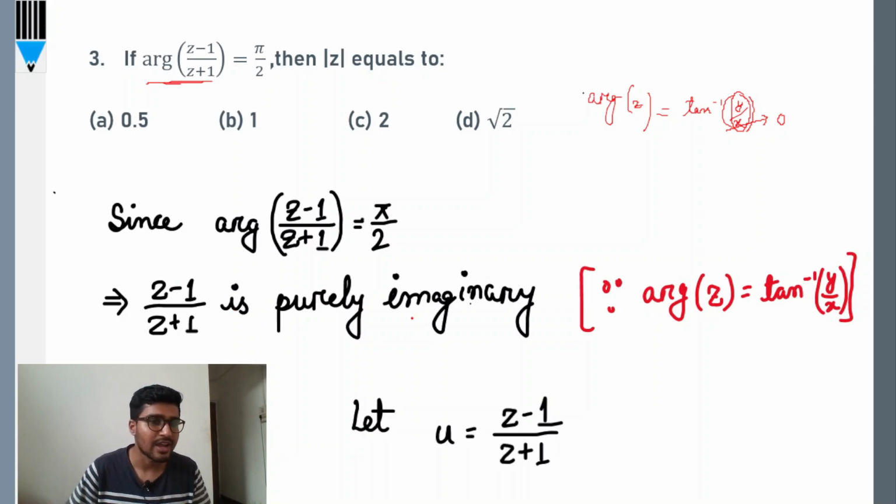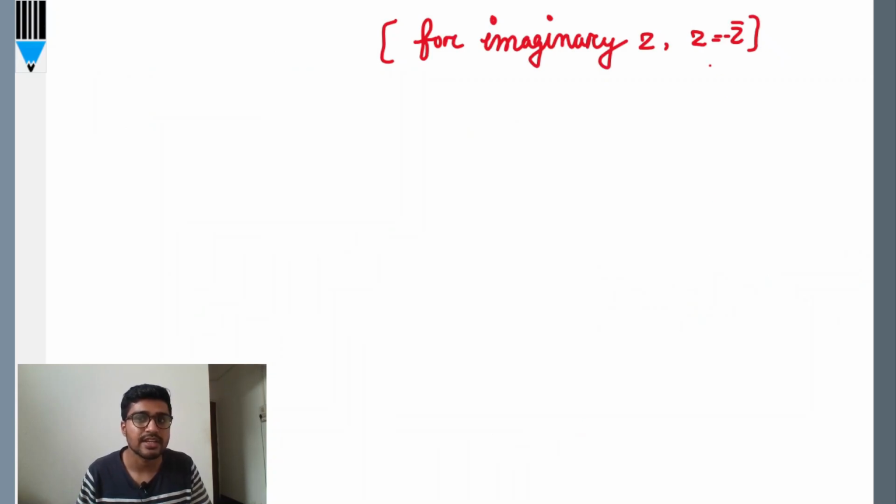So let's take this function as u. u is a function of z, which equals (z minus 1) by (z plus 1). If this is purely imaginary, then z equals minus of z bar. You can also cross verify this: if z is imaginary, then z equals iy, just iy, with no x part, so z bar will be equal to minus iy, right? So this is minus of z, so z bar equals minus of z.